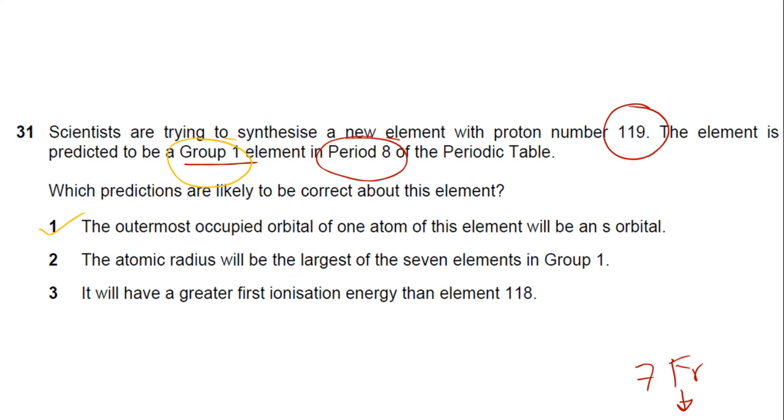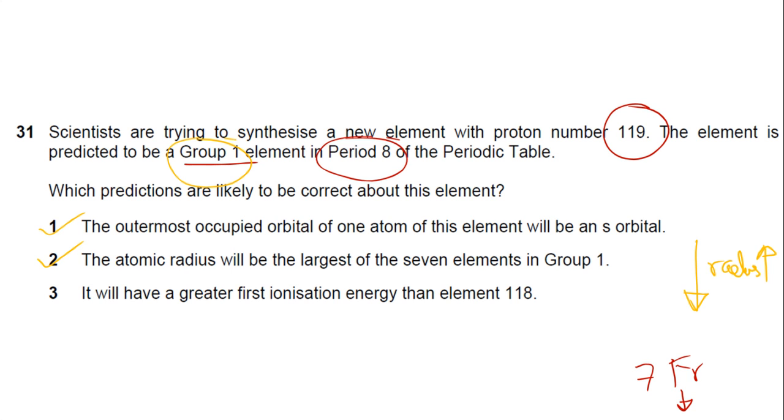Now the second statement: the atomic radius will be the largest of the 7 elements in group 1. We know as we move down the group, the radius increases, right? Because the number of shells increases. So 2 is correct as well.